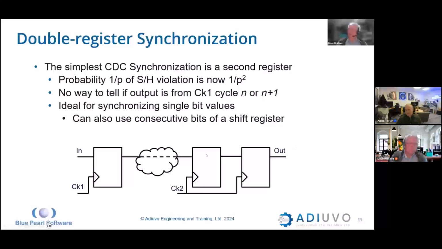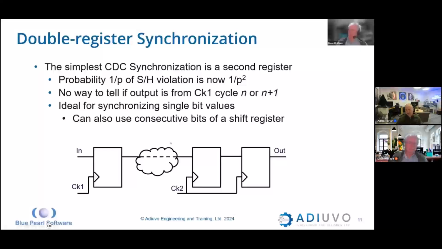But in general, if this register does go metastable and eventually resolves, you can't tell whether the output was from cycle n or cycle n plus 1. It's one of the two. The data was changing, but you may have to wait a cycle before you can be sure that you're getting the new value. This technique is ideal for synchronizing single bit values. And although I've shown it here as 2 separate registers being used to synchronize, you can also just use consecutive bits of a shift register and synchronize it all within a single shift register.